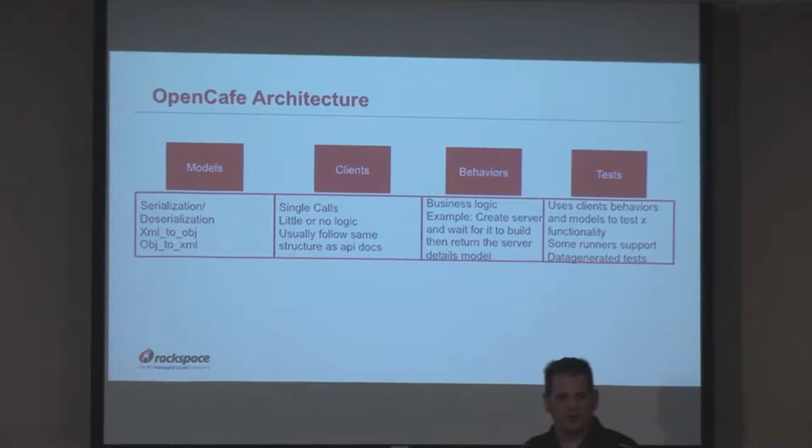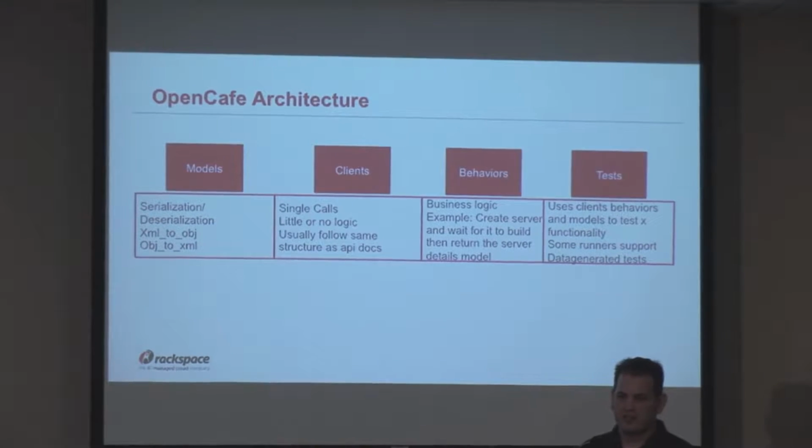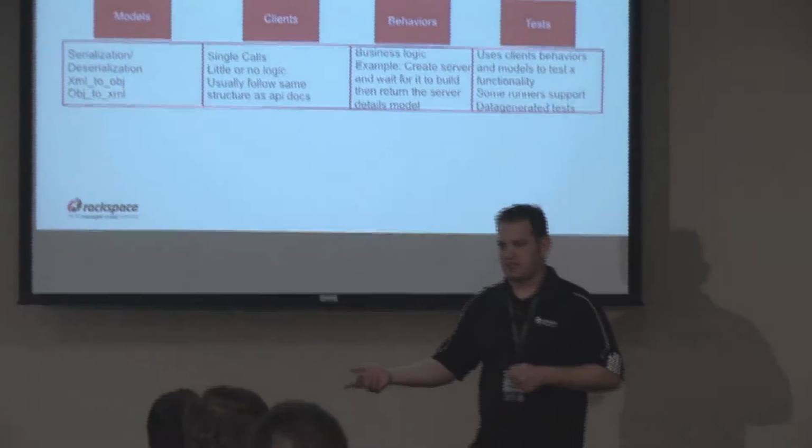We have our models, which handle serialization and deserialization. They're essentially just objects that can convert your request to XML or convert your request to JSON or any other format that your API uses. Then we have our clients. Our clients is what we pass our models into, and they normally are tied to single calls, one API call. You don't want a client that you make one call and it's actually hitting 3 APIs and doing very complicated things. And then we have our behaviors, which is our business logic. Our business logic is where we do the scenarios, the create a server, wait for it to be created, and then kick back the server details.